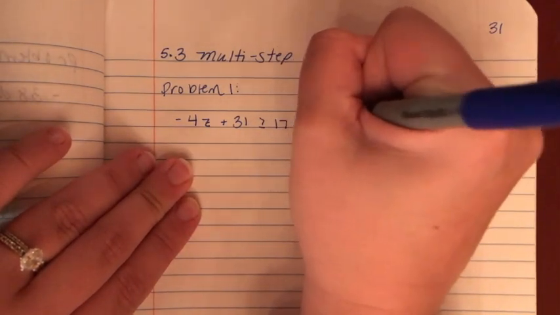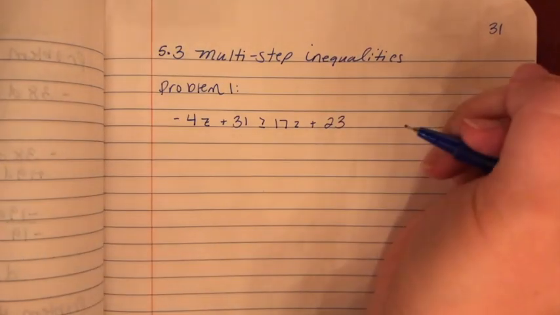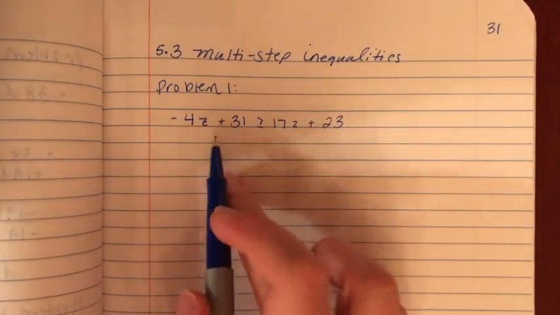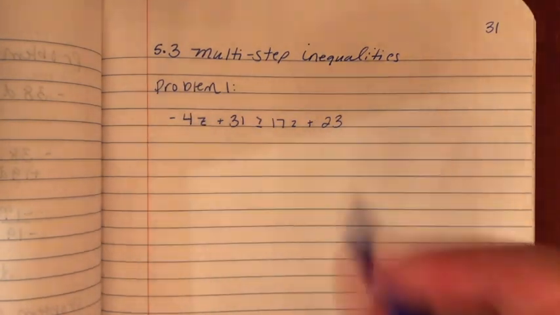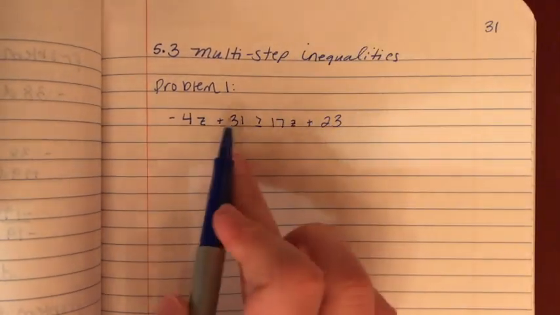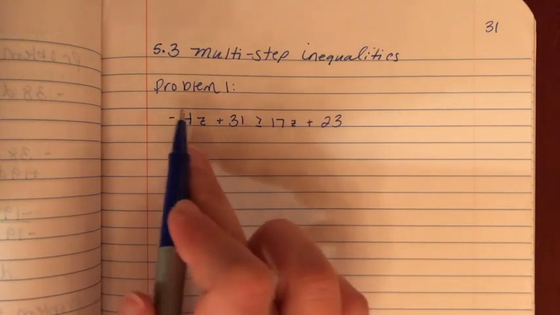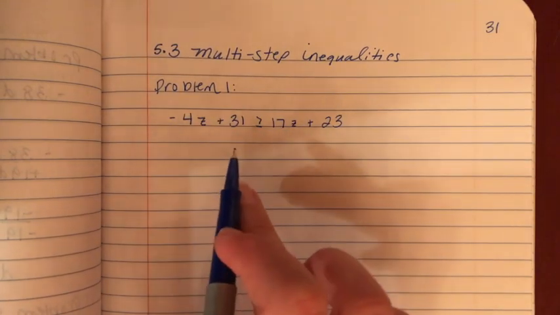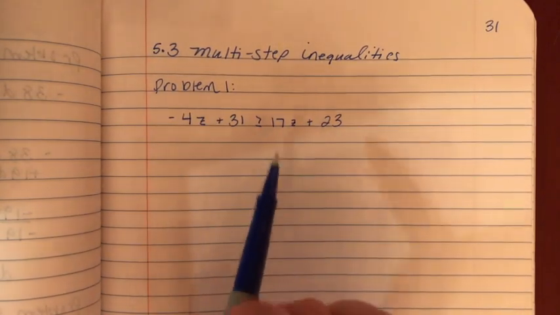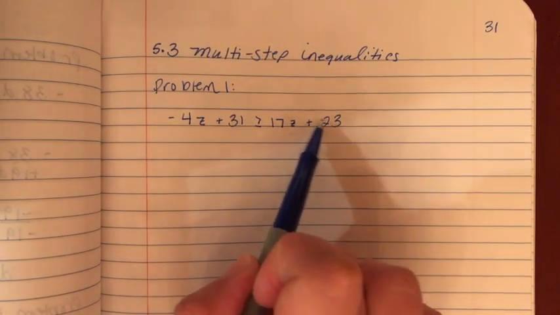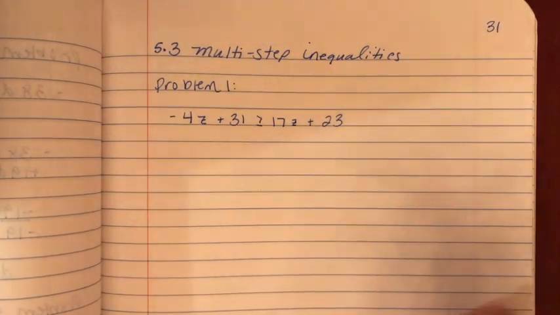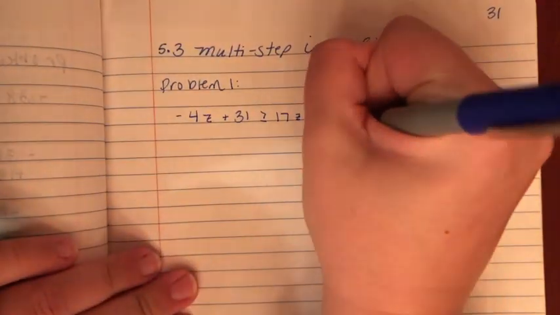17z plus 23. Okay, so again, we talked about this last video, but you can kind of choose how you want to solve these. If you want to get all the z's on the same side first or all your numbers on the same side first. But again, the goal is to get z is greater than or equal to or less than or equal to, depending on how the problem goes, to some number. So I like to start with the numbers and then end with the z's, but you can do it in the reverse order. You'll get the same answer.